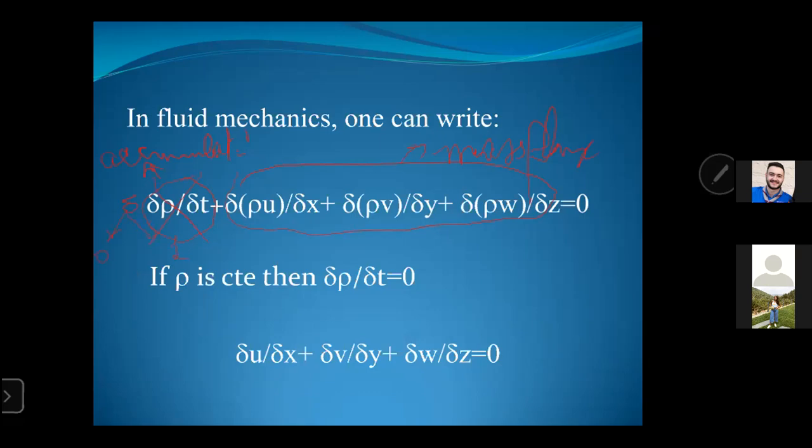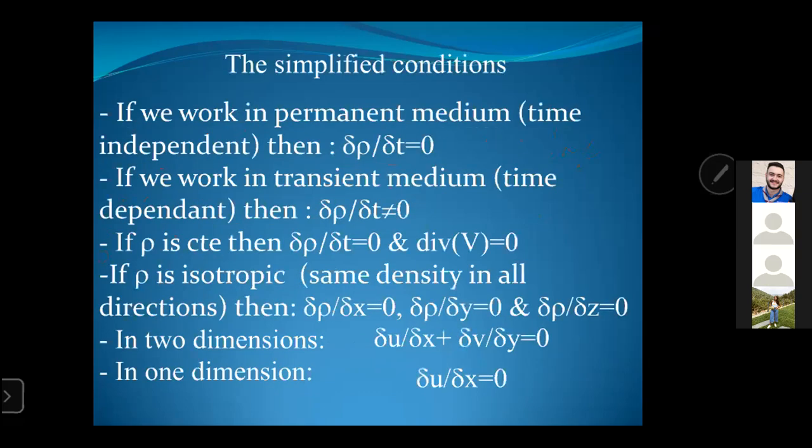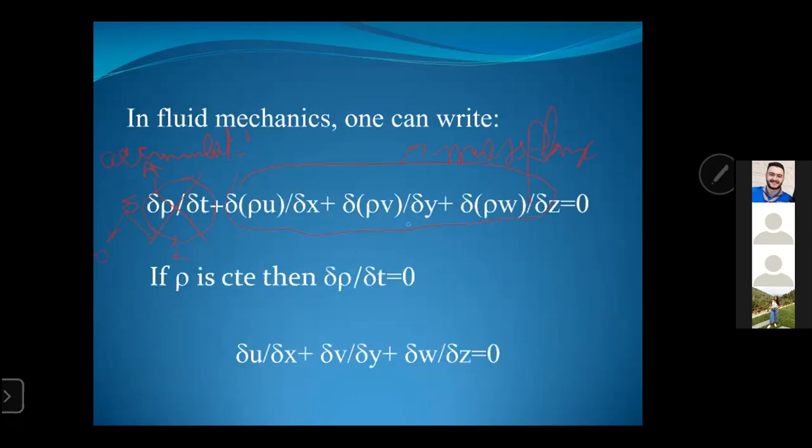Yes, sir. If rho is constant, the density is constant, then the derivative of the density is equal to 0. D rho over dt is equal to 0. In this case, what we will find, if rho is constant, d rho over dt equals 0, then the divergence of the velocity equals 0. That means nabla dot v equal to 0.